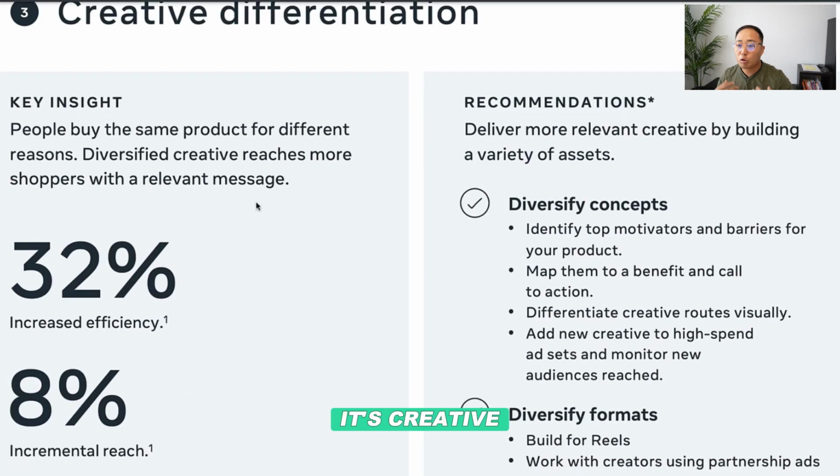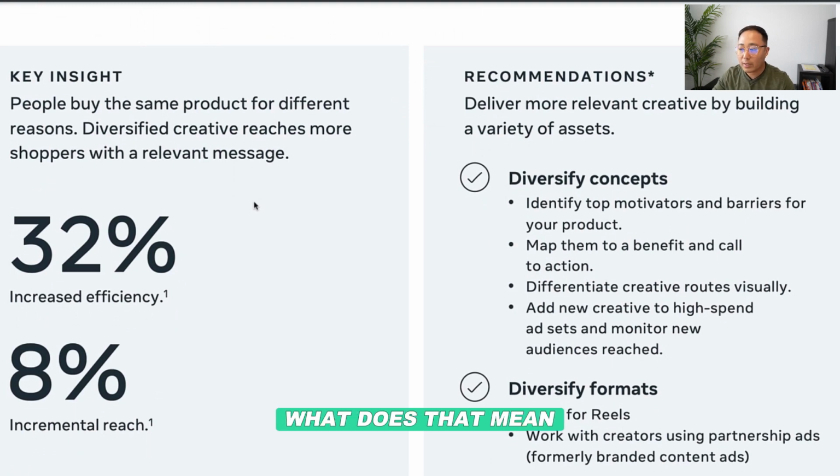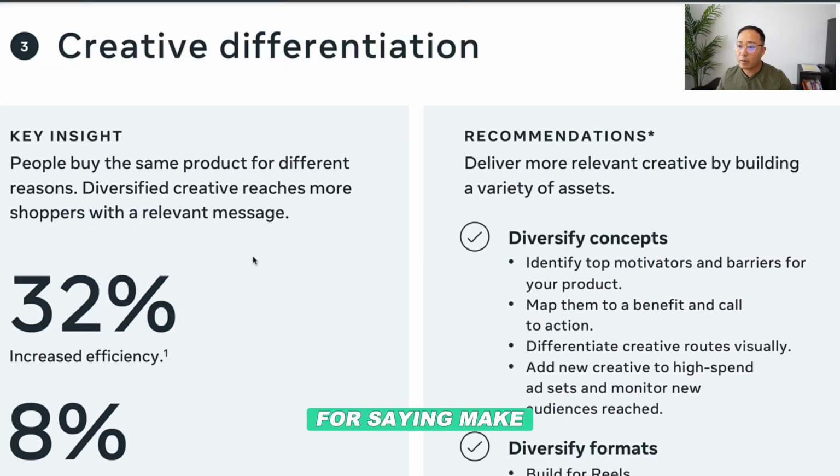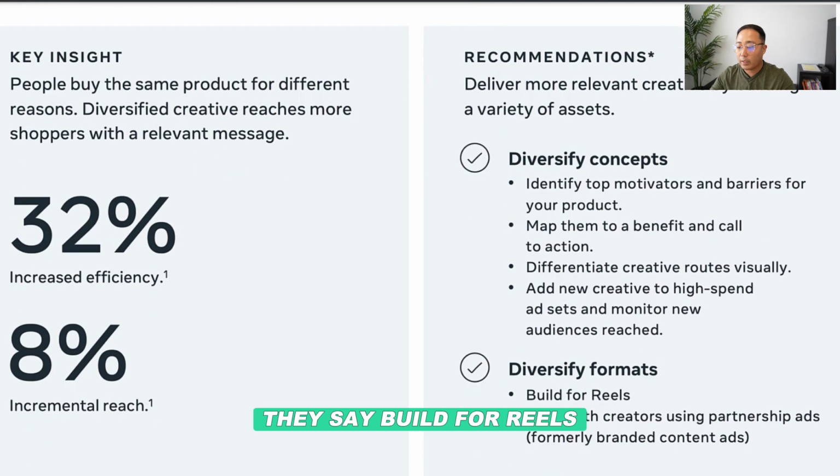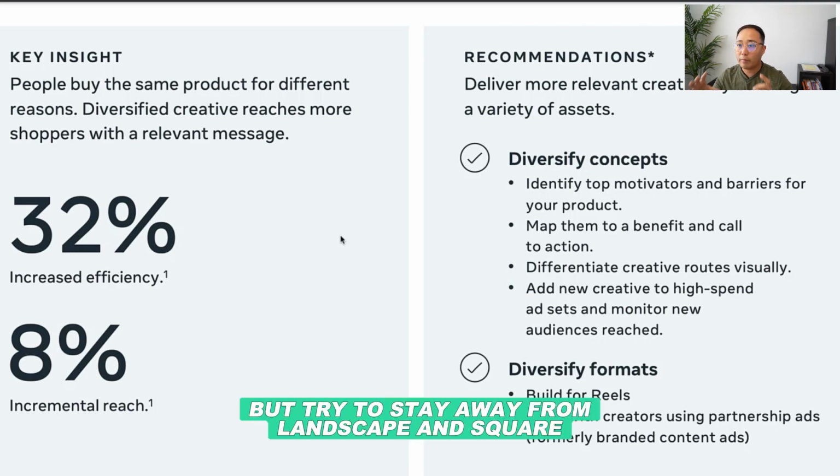So, all right, 3, it's creative differentiation. What does that mean? It's a fancy name for saying make ad creatives, videos, and images specifically optimized for Reels. That's how most of the world consumes information these days, in short form vertical videos. So they're saying, hey, create your creatives in that format, which is 9:16 dimensions. They say build for Reels. They just say it straight up. And most users are on their phone, so it's a 9:16 format. Or worst case, you can do 4:5, but try to stay away from landscape and square videos and images.